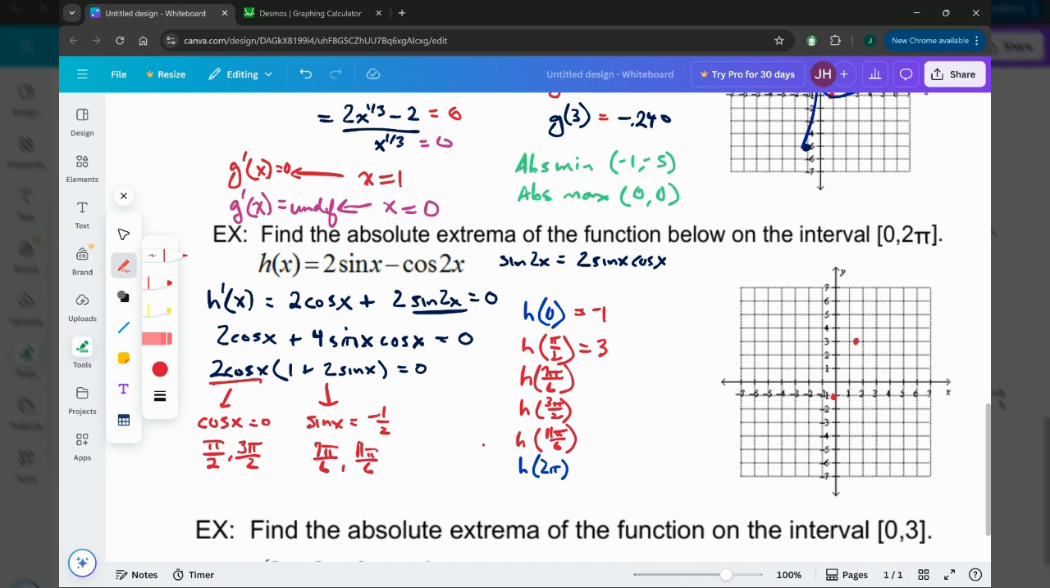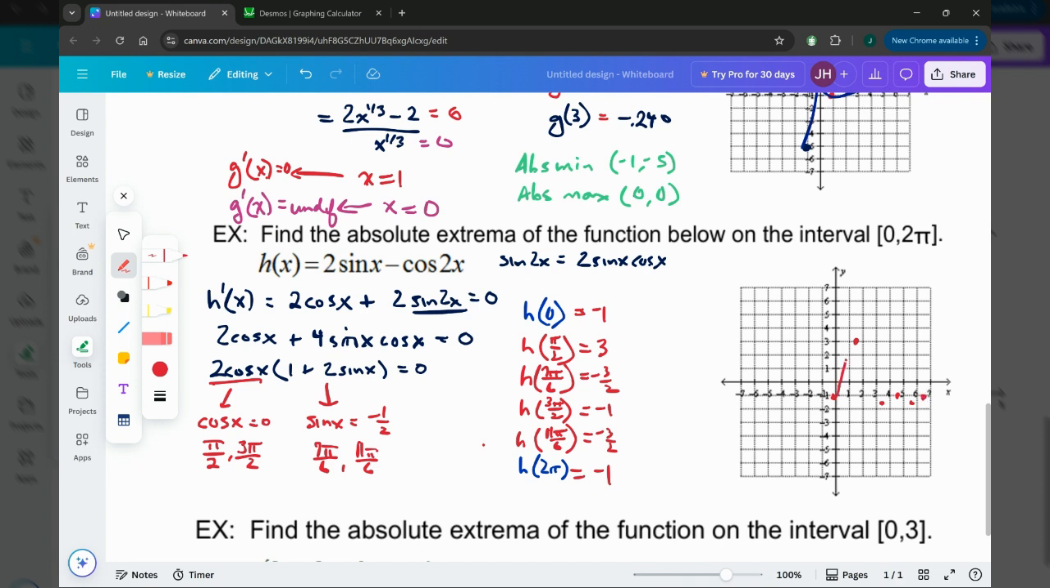If I plug in 7 pi divided by 6, I get negative 3/2. Okay? And that's at about 3.66, negative 1.5, right about there. If I plug in 3 pi over 2, and you guys can try this on your own, you're going to get negative 1 again. 3 pi over 2 is at about 4.7. If I plug in 11 pi over 6, I get negative 3/2 again. And that's at about 5.7, negative 1.5. And 2 pi, I'm right back to negative 1. And 2 pi is at about 6.28, right there at negative 1.